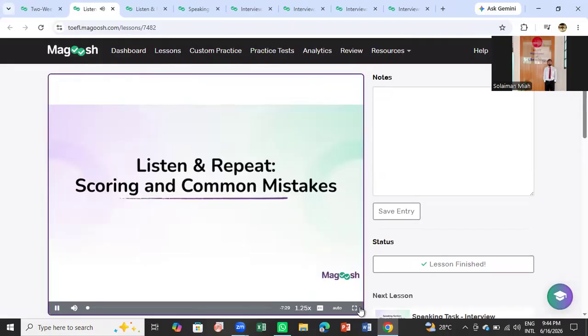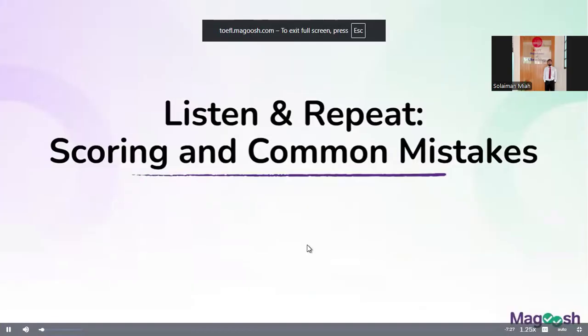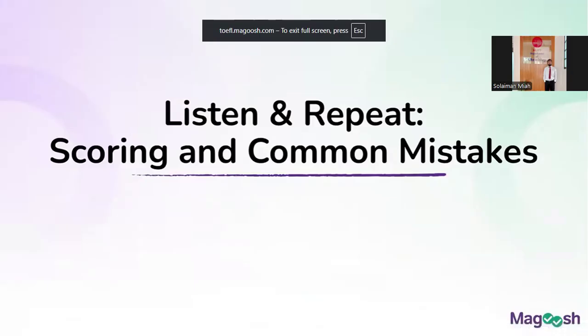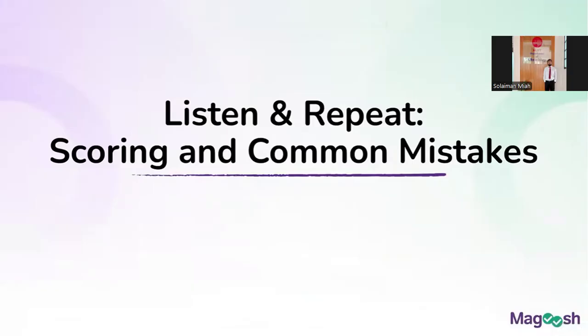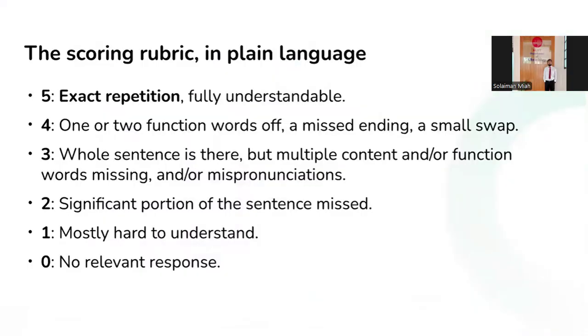In this lesson, we're going to look at how your response is scored and where most students lose points. The 2 are connected. Knowing what graders care about tells you where to put your attention. Here's the rubric in plain language. The top score is a 5, and it requires an exact repetition that's fully understandable. A 4 is still a strong score.